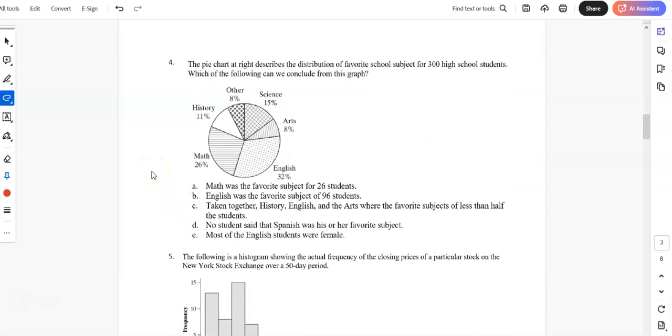A pie chart at right describes the distribution of favorite school subject for 300 high school students. Oh, math, 26%. English is the favorite. Come on, guys. Math was a favorite for 26 students. It's not quite accurate. This is percent, so I don't think that's right. 96 students. I don't know. That could be right. So what's 32% times 300?